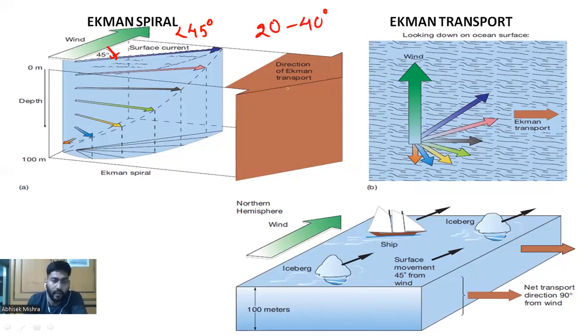The movement of the topmost layer can be 20 to 40 degrees with respect to the wind because there are various factors. Nothing is ideal, as I have told, in nature. So the surface layer will be at 20 to 40 degrees and the resultant will be nearly 70 degrees to the wind direction, towards the right in the northern hemisphere and towards the left in the southern hemisphere. And this transportation of this 100 meter water column is called Ekman transport. The direction of Ekman transport is towards the right in the northern hemisphere, towards the left in the southern hemisphere.